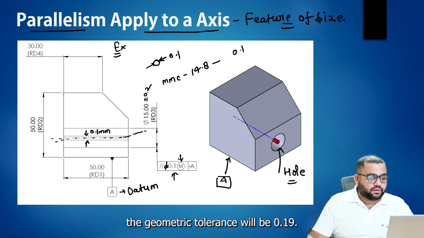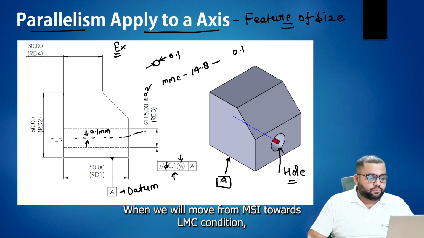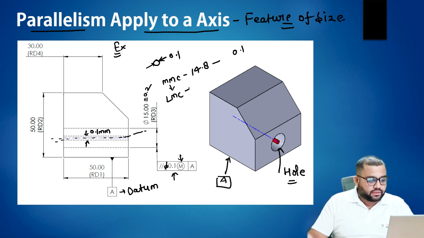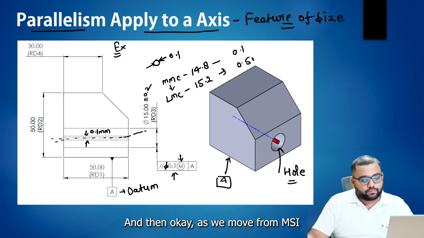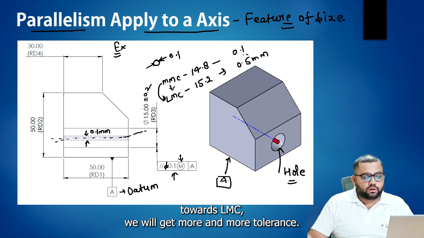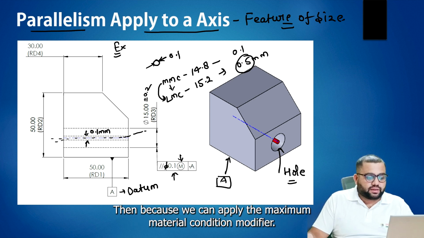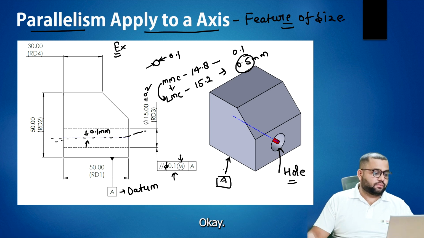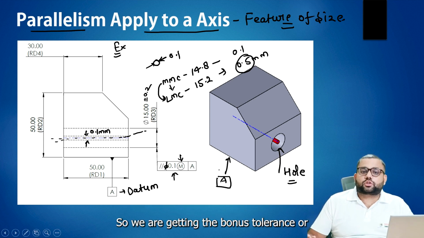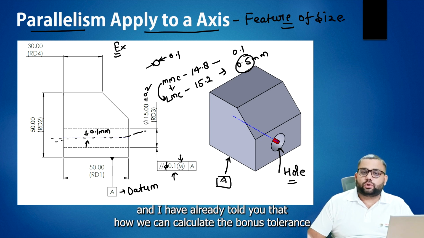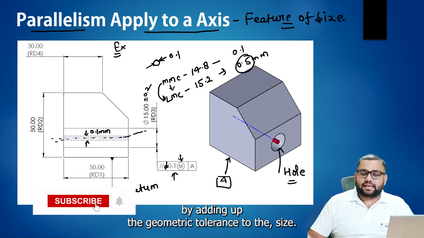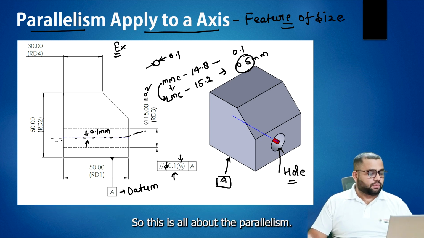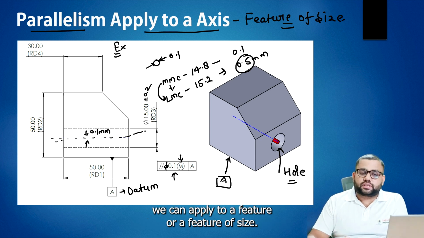When it is 14.8, the geometric tolerance will be 0.1 mm. When we move from MMC towards the LMC condition, which is 15.2, the tolerance will be 0.5 mm. As we move from MMC towards LMC, we get more and more tolerance, because we can apply the maximum material condition modifier. So we are getting the bonus tolerance, and I have already told you how we can calculate the bonus tolerance by adding the geometric tolerance to the size. So this is all about the parallelism we can apply to a feature or a feature of size.